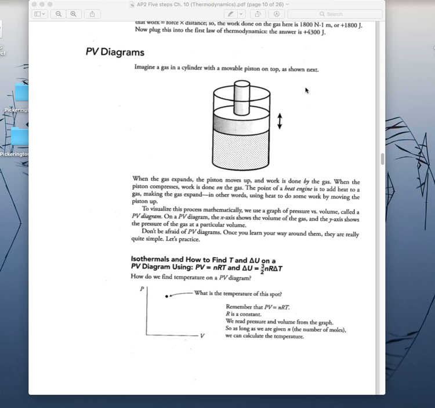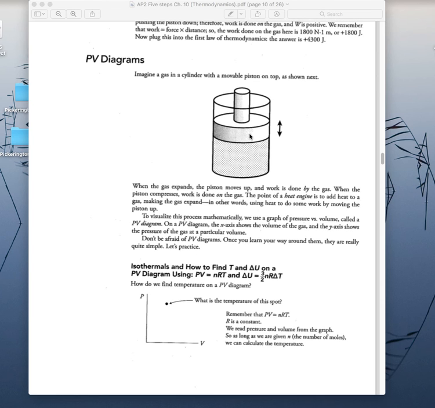So imagine a gas cylinder. When the gas expands, the piston moves up, work done by the gas. So that means the work done on the gas is negative because the system's expanding. When this is being compressed down, work done on the gas is positive.